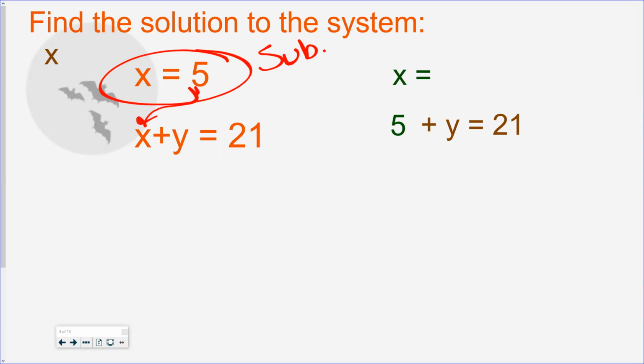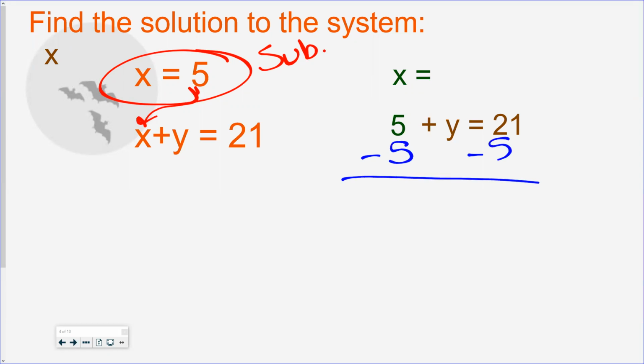So then in my equation, I can go ahead and take this x and replace it with 5. So on your paper, you can erase x and put a 5 in its place. Because now when you do that, you have 5 plus y equals 21, and you can solve for y.